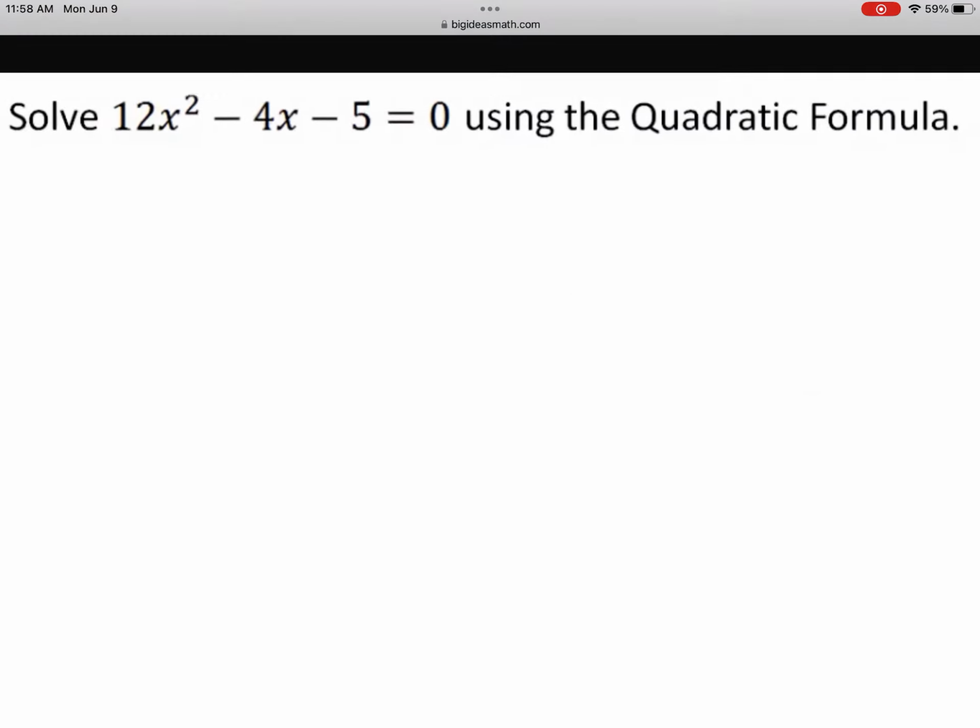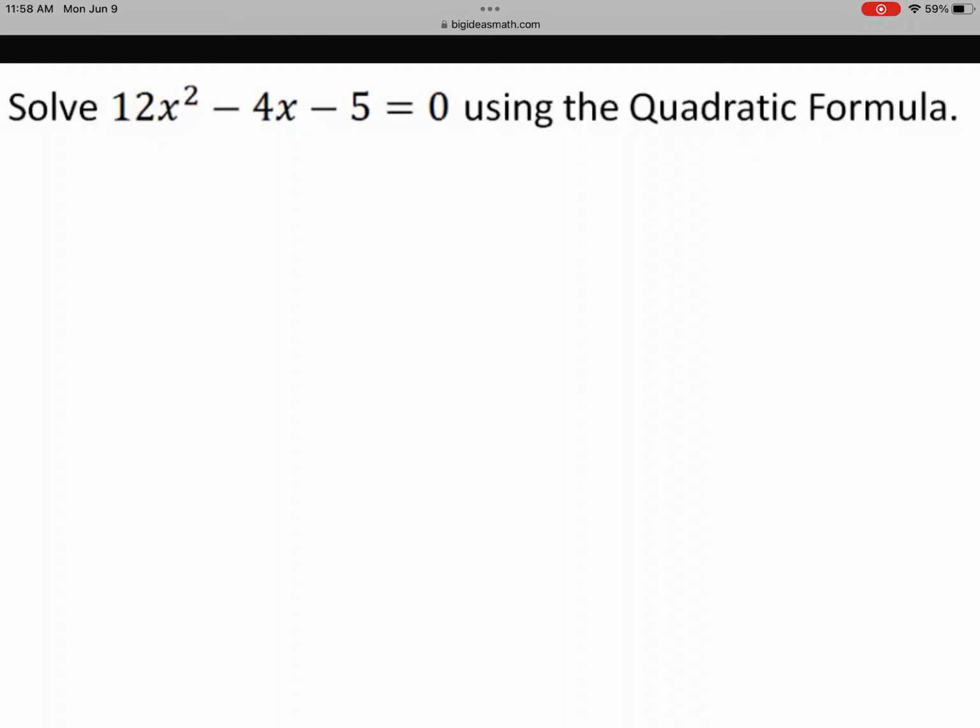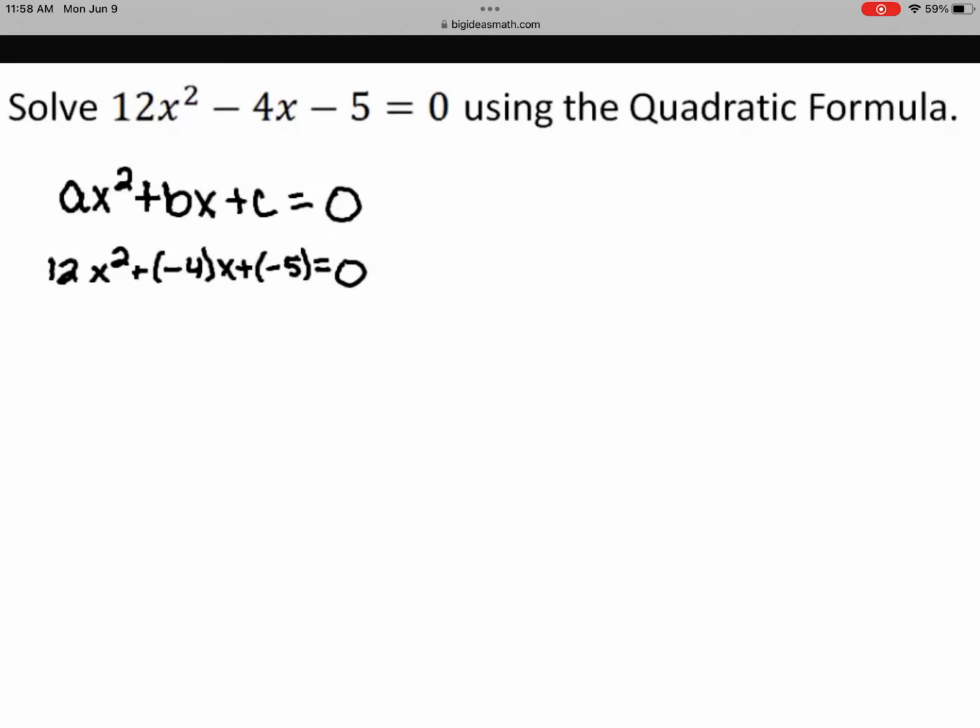Solve 12x squared minus 4x minus 5 equals 0 using the quadratic formula. Notice that the equation is of the form ax squared plus bx plus c equals 0. Rewrite the equation to identify the constants. Here, a is 12, b is -4, and c is -5.